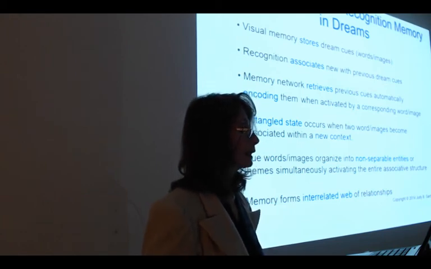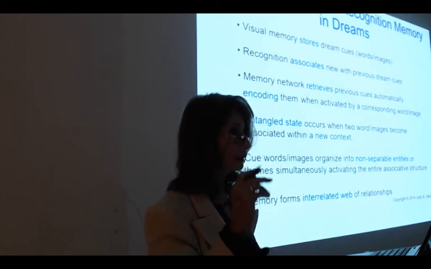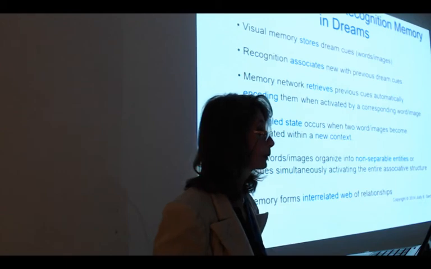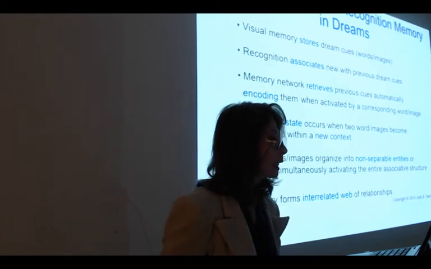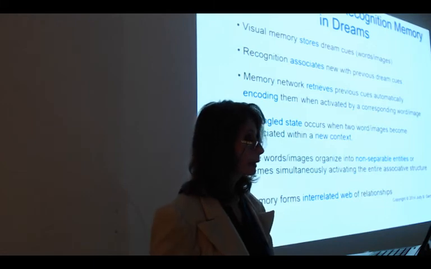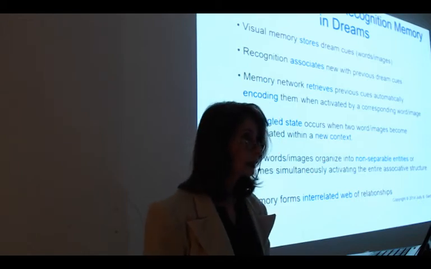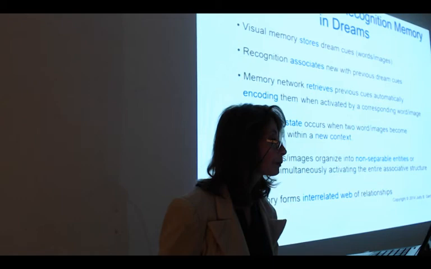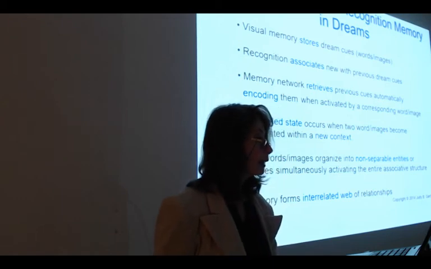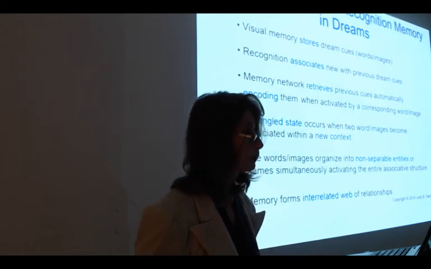And then came the entangled state, when 2 words and images become associated within a new context. That was exciting because that looked like it was really going somewhere. And then ultimately the cue words and images organize into 2 non-separable entities or themes, simultaneously activating the entire associative structure, to end with the idea that memory forms an interrelated web of relationships.